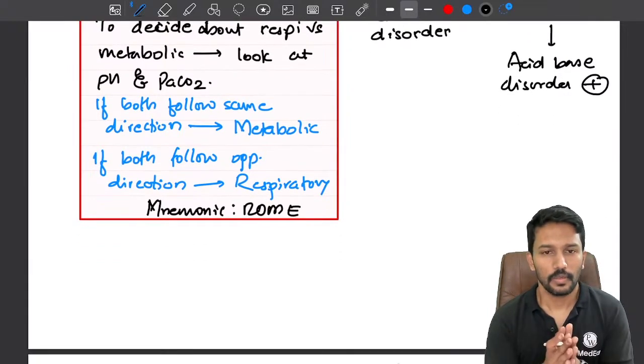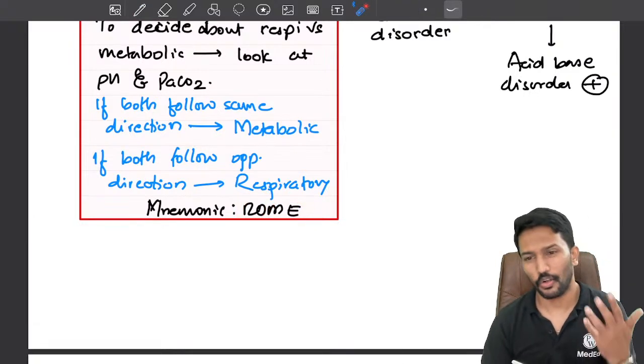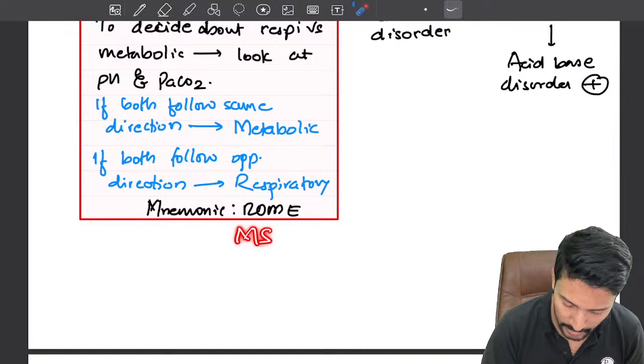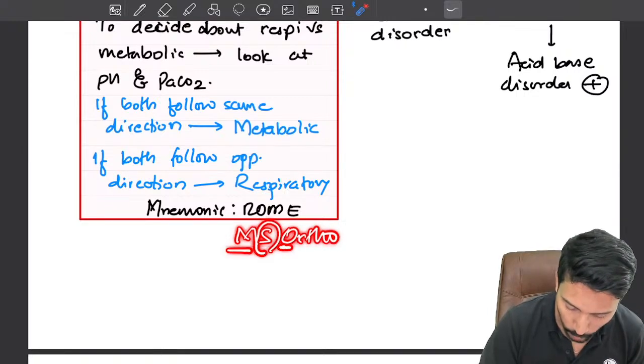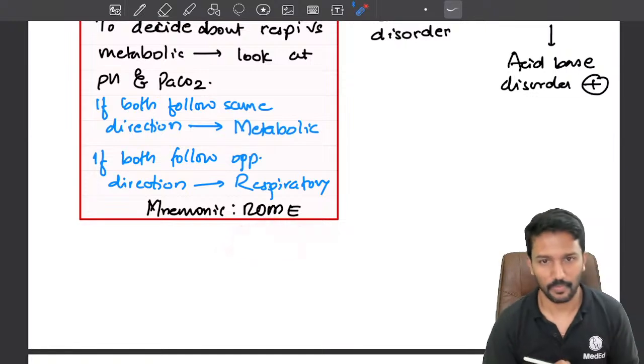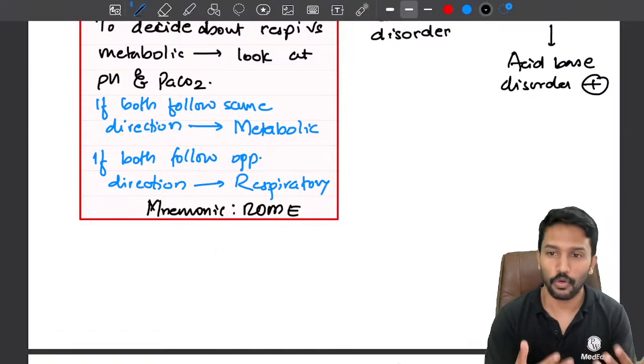What is ROME? Respiratory, opposite, metabolic, equal, right? You can also remember with one more mnemonic, that is MS ortho. MS ortho stands for metabolic, same, right? Opposite, R here is respiratory, opposite, respiratory. Okay, so now when I say follow, what does that mean?